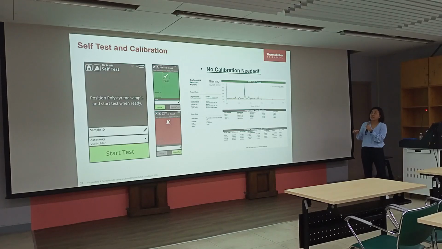Okay, so from the self-test report, you are able to see the peak measured from the polystyrene, and then you will compare whether your result is pass or fail. So there is an overall result for the polystyrene peak positions analysis.